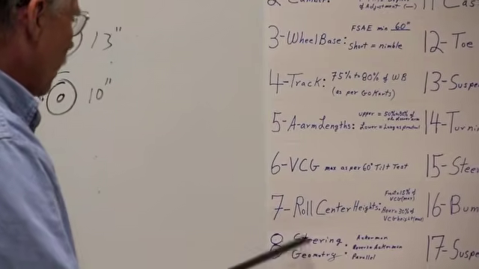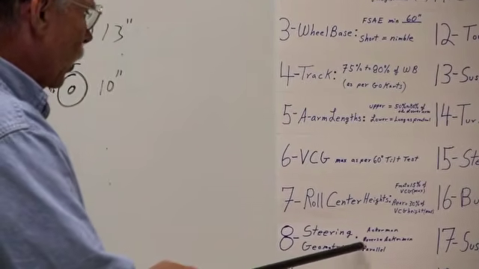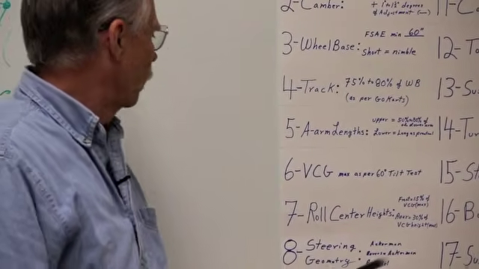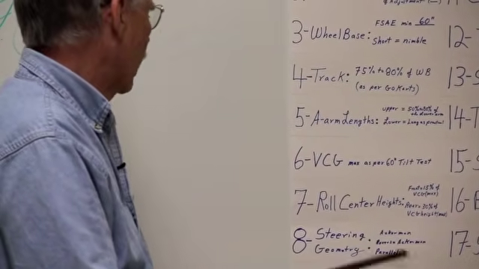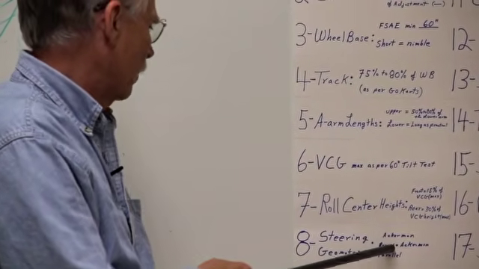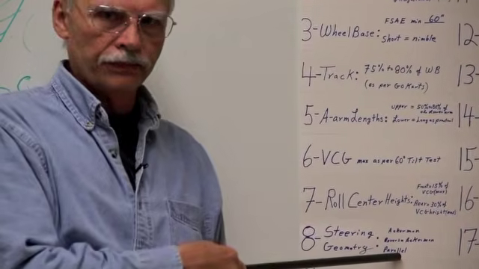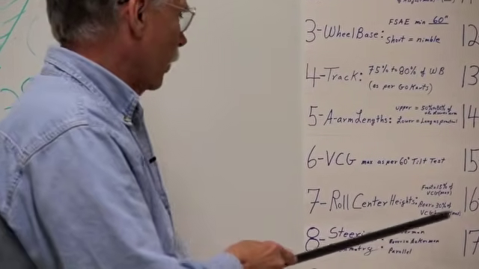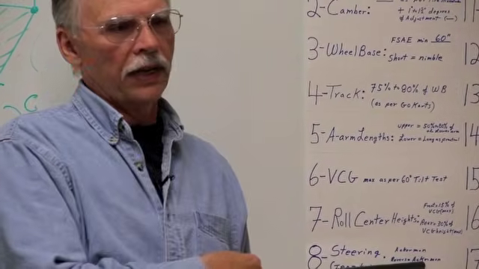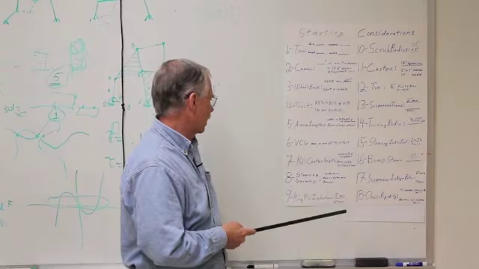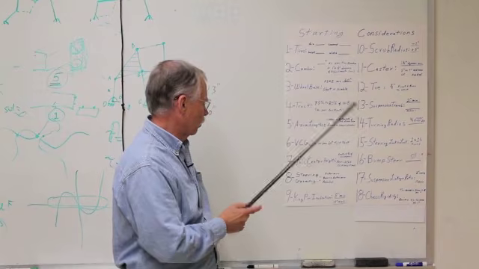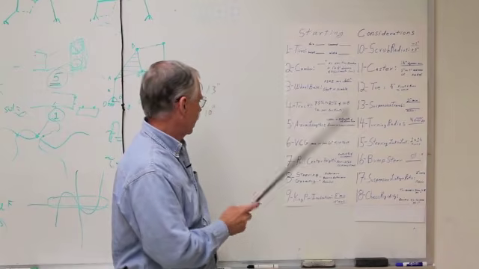Steering geometry, number 8. Select the basic steering geometry for the car between Ackerman, now there's full Ackerman, and less than full Ackerman, and even reverse Ackerman, or parallel. I say for autocross, Ackerman, Ackerman, Ackerman. If you can't get full Ackerman, then slightly less than full Ackerman is okay. I find that it works superior than any of the others.